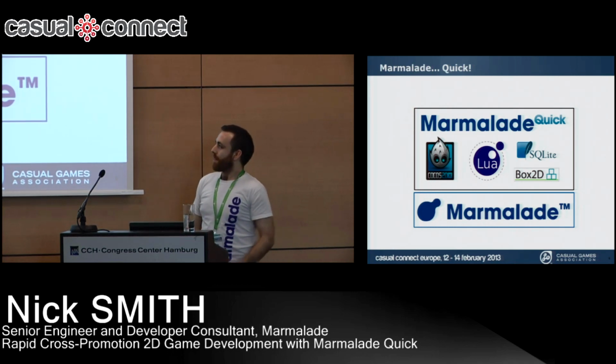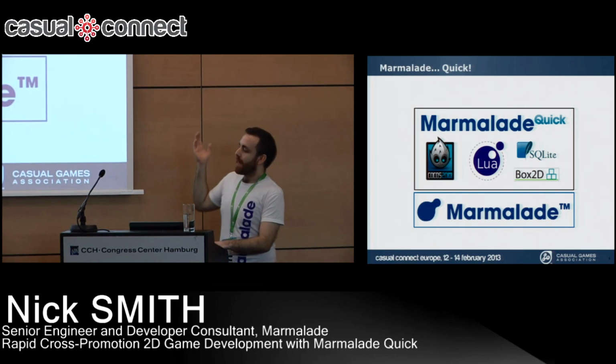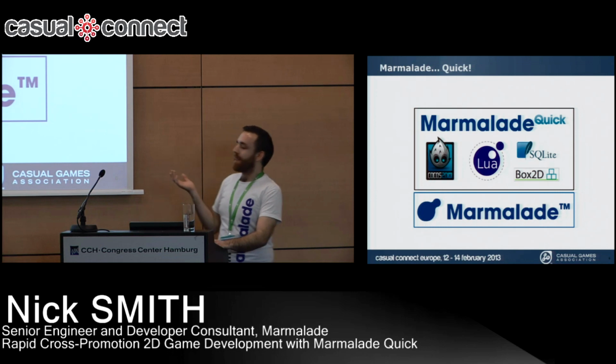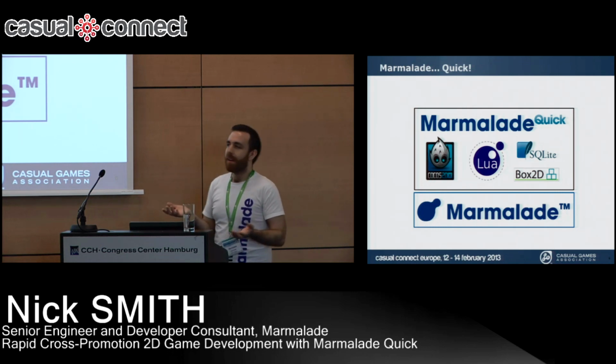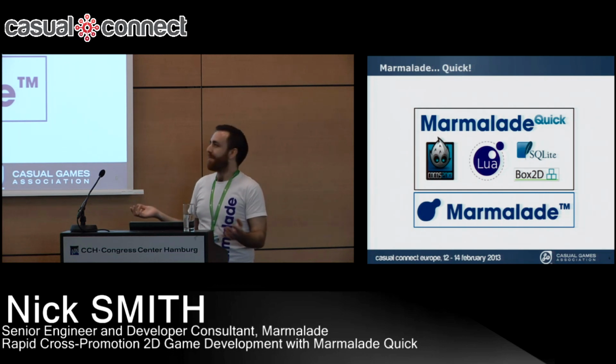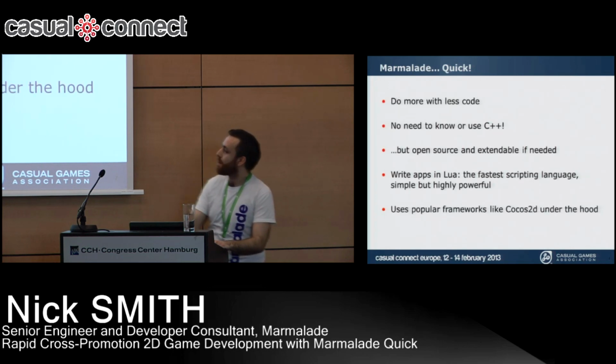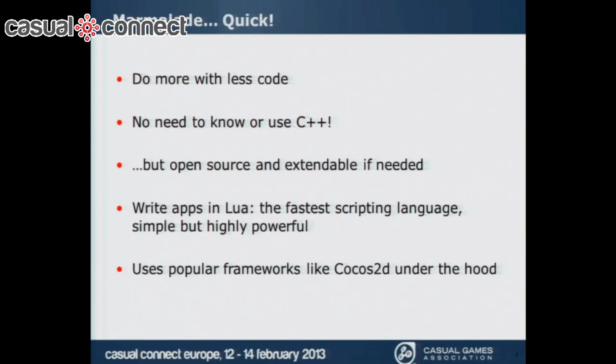So we're giving these bits back to the community, people can fork them, people can change the code, they can add new stuff in. You can use the Marmalade Quick API, which basically looks a bit like Corona, if you've ever used it, but you can also go straight down, use Cocos 2D, you could replace the Lua runtime with something else if you really wanted to. I think I pretty much covered that. So basically it lets you do more with less, is what that slide says in about 20 more words.